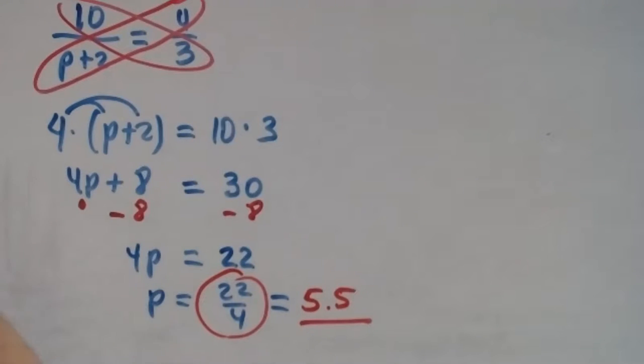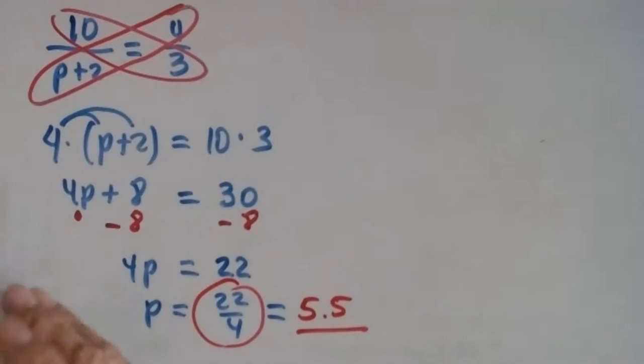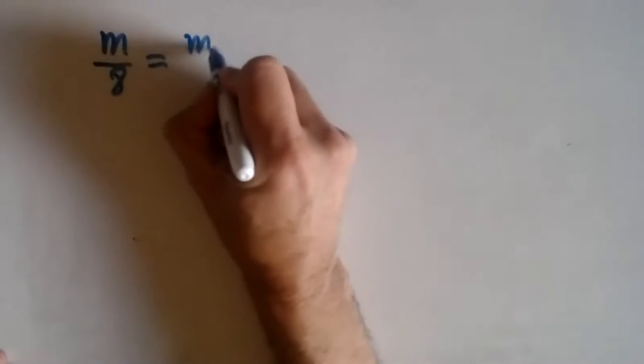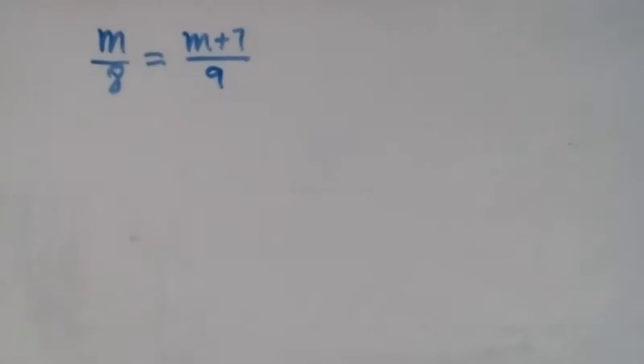Okay? Now, pretty much everybody caught this procedure. Now, I'm going to do one more difficult. When you have variables in several places. So, for instance, I have m over 8 equals m plus 7 over 9. So that's the next problem, correct?